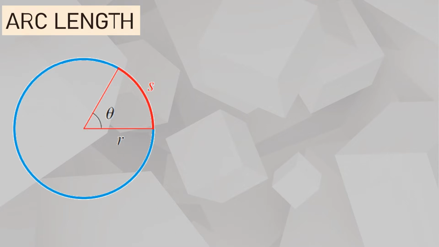Itong angle na ito ay nag-form siya ng isang arko. Okay, ito ang kanyang binuo. Ito yung binuo ng central angle at yan ay tatawagin nating the length of the circular arc, which is denoted by letter S. Okay, now let's derive the formula.